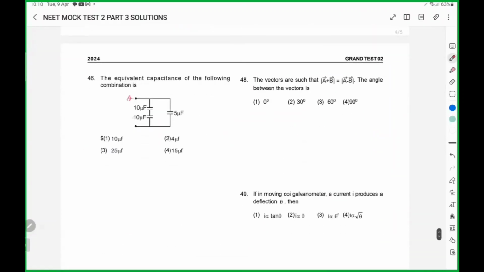Here between A and B, equivalent capacitance, these two are connected in series. So effective capacitance is 10 plus 10, that is 5 microfarads. So this 5 microfarads and this 5 microfarads are in parallel. Final effective capacitance, we added, 10 microfarads.